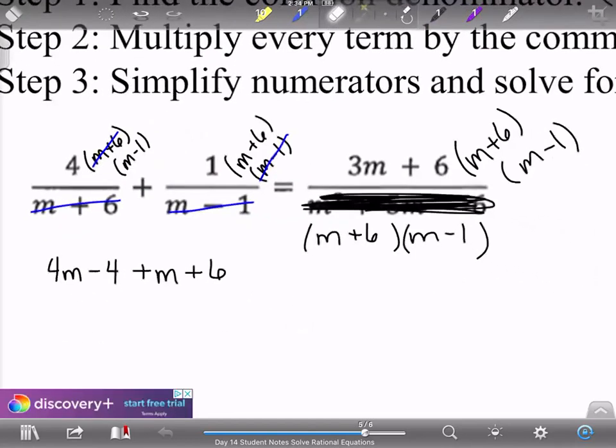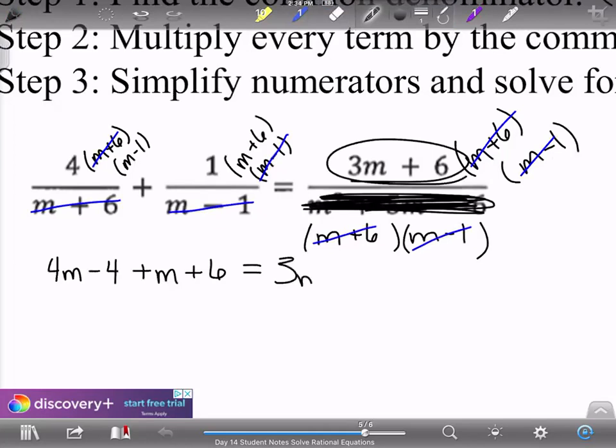Looking at the last fraction over here after the equal sign, we can cancel the m plus 6 in the numerator with the m plus 6 in the denominator. We can go ahead and cancel the m minus 1 in the numerator with the m minus 1 in the denominator. For this term, there is no multiplication left. We just have the 3m plus 6 that was in the numerator left.